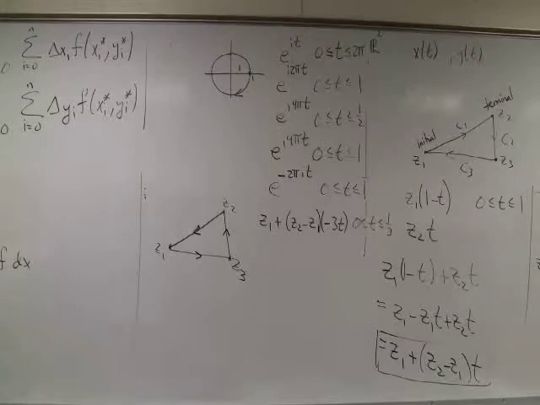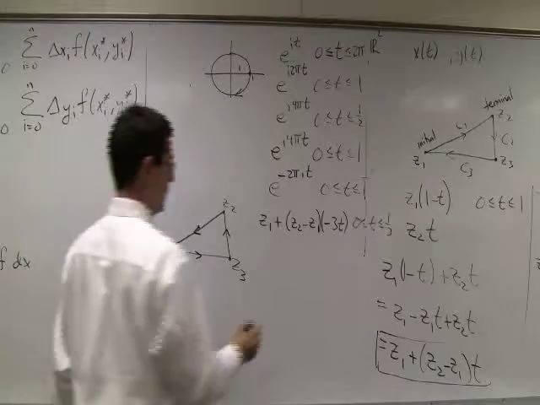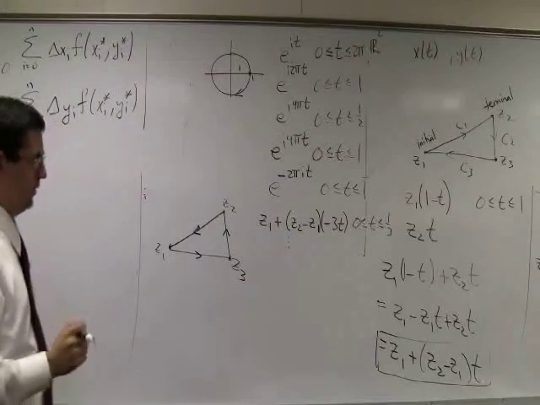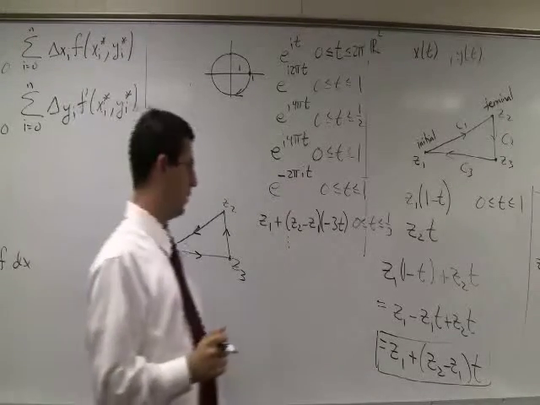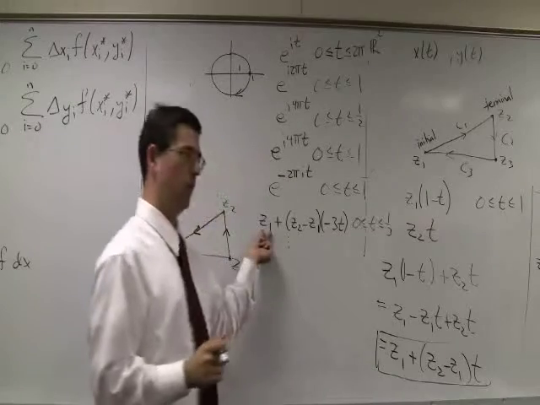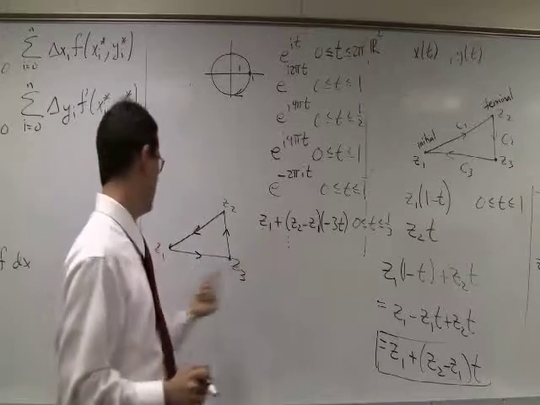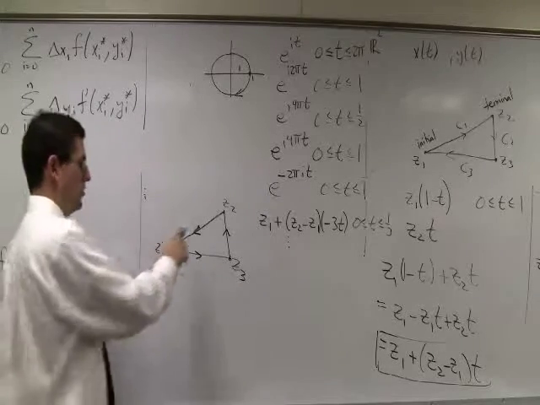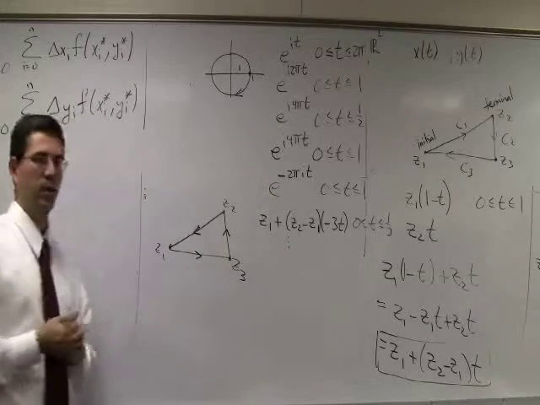Wouldn't you have to make the z1 a negative z1? Well, let's see. If you made the z1 a negative z1, then when t is 0, you'd be at negative z1. But we want to be at z1. The point itself isn't changing, we're just changing the path, which way we go around.